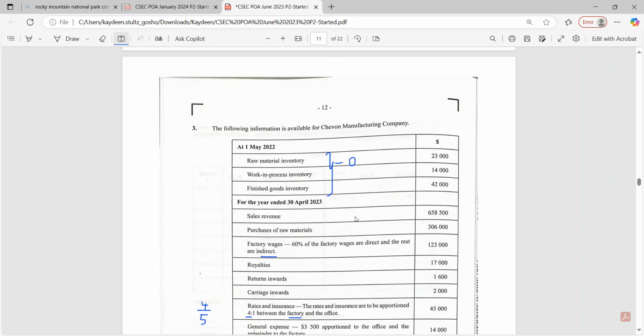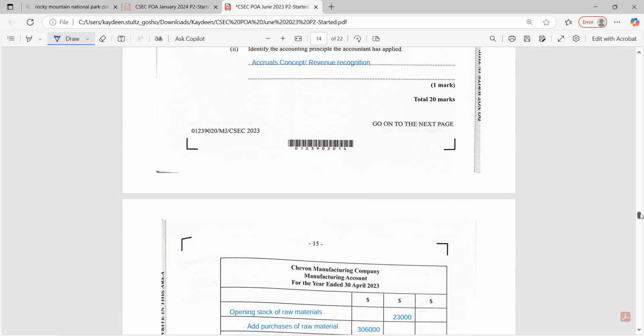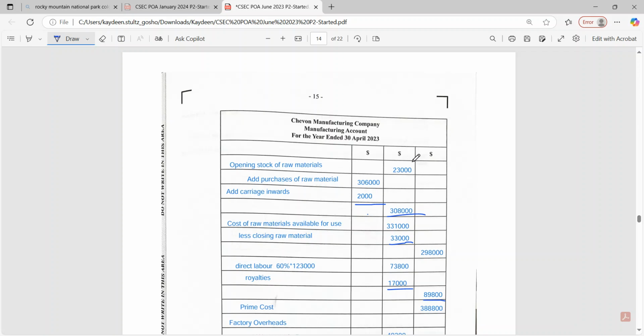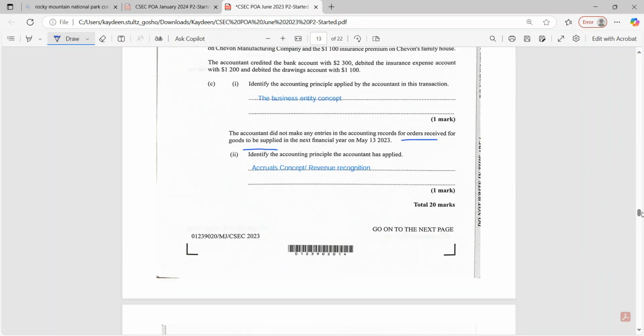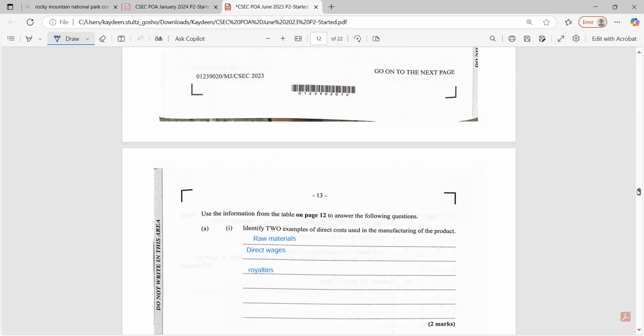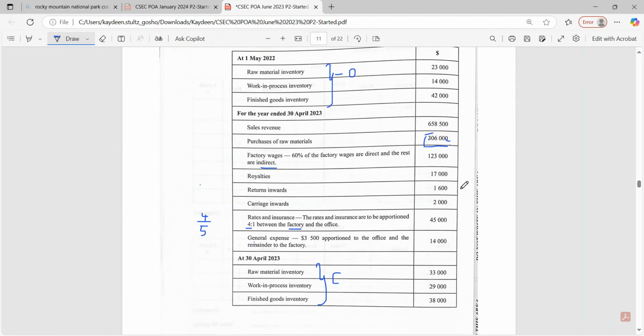And you know we're going to add purchases next, so you can pick up the purchases figure at the same time. In this case, it is $306,000. So we picked up the 23,000, and we had our purchases of raw material of $306,000. You would look in your question to see if there's any carriage inwards. In this case, there is. Carriage inwards here of $2,000.